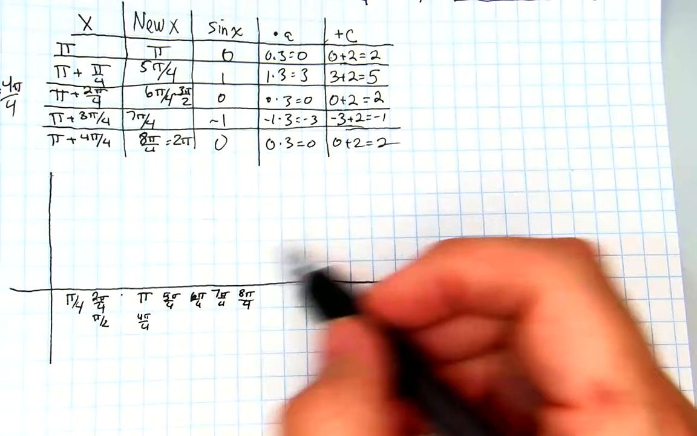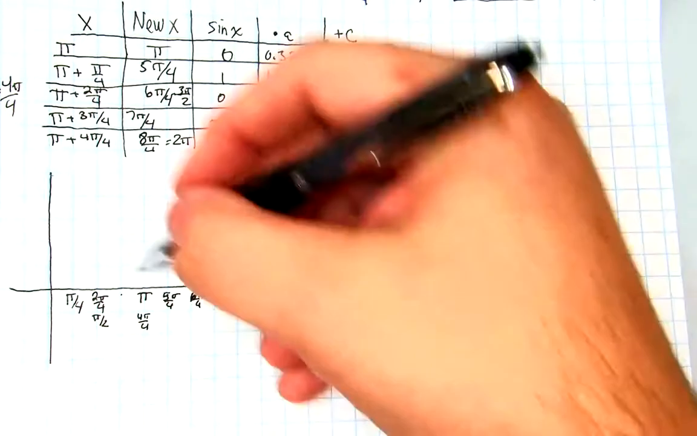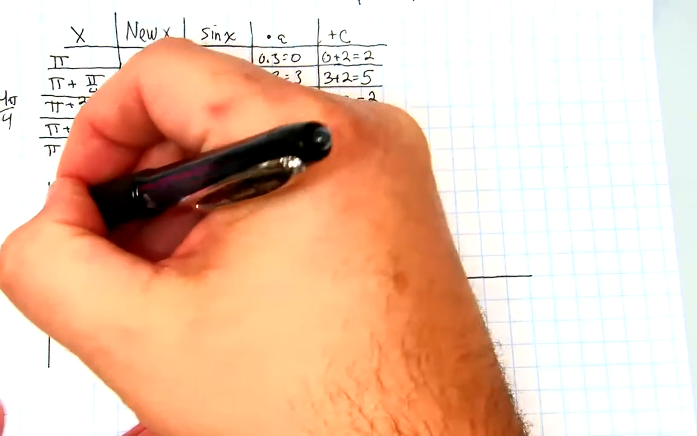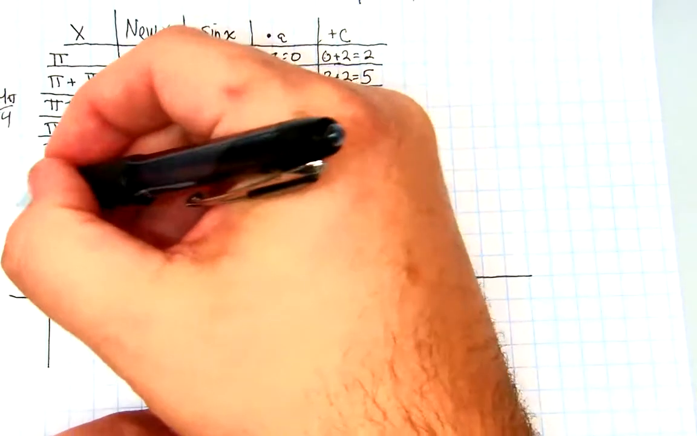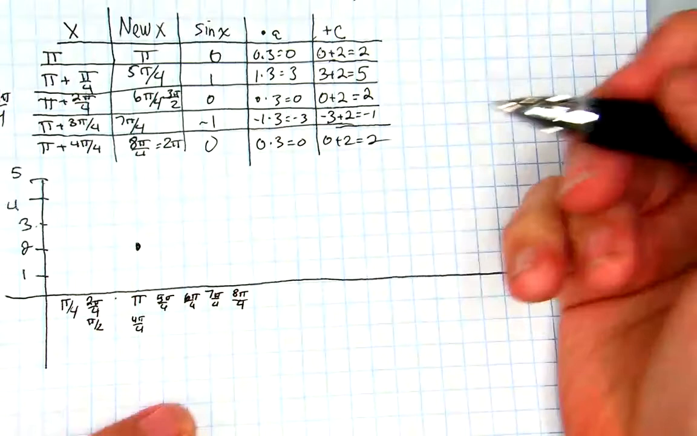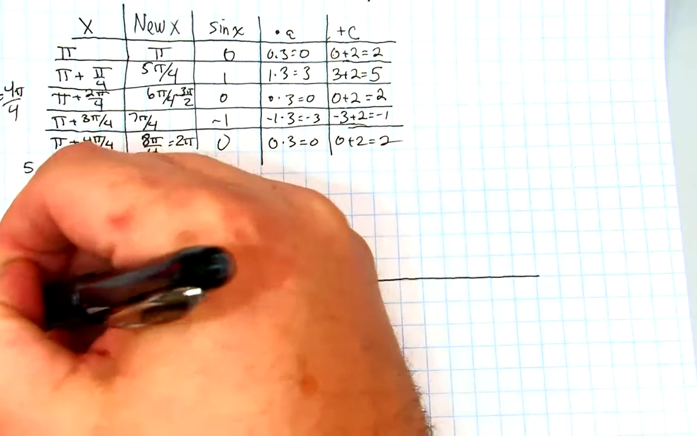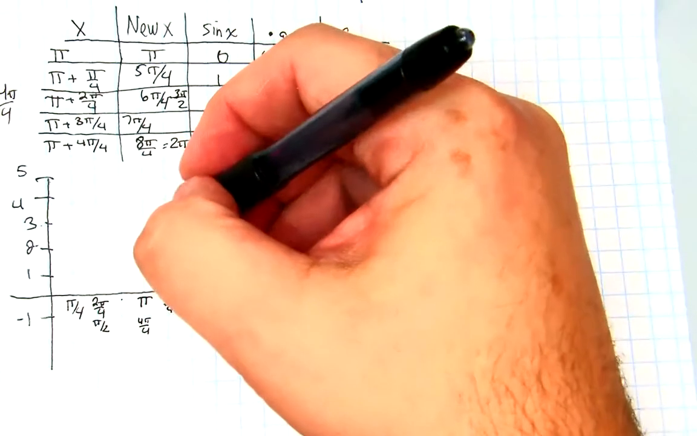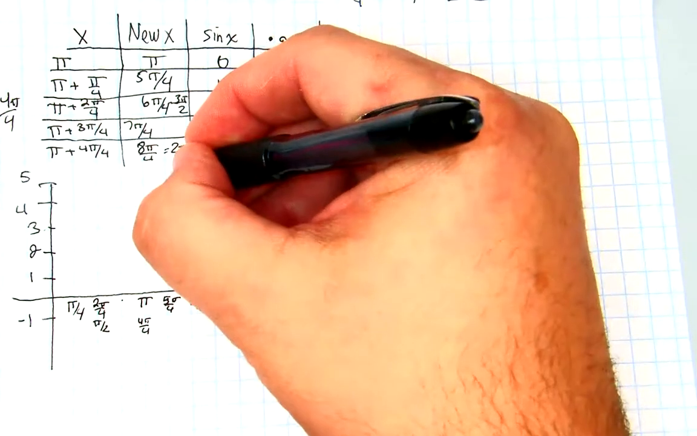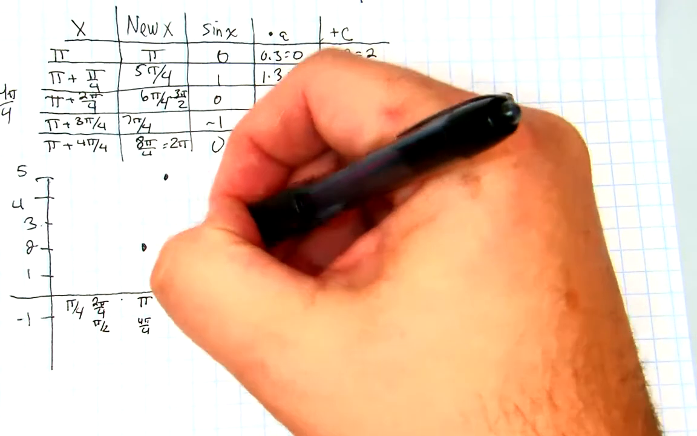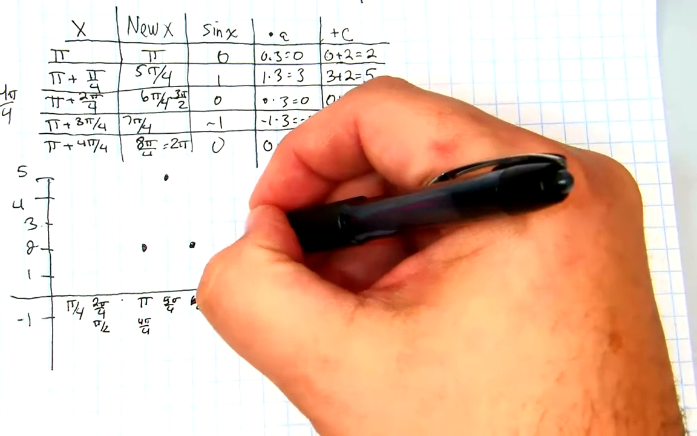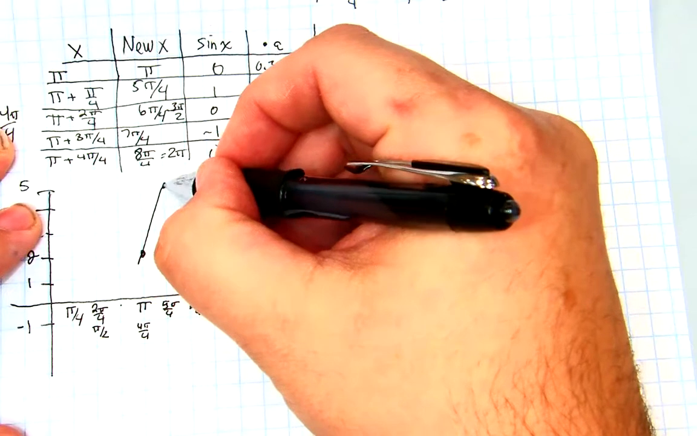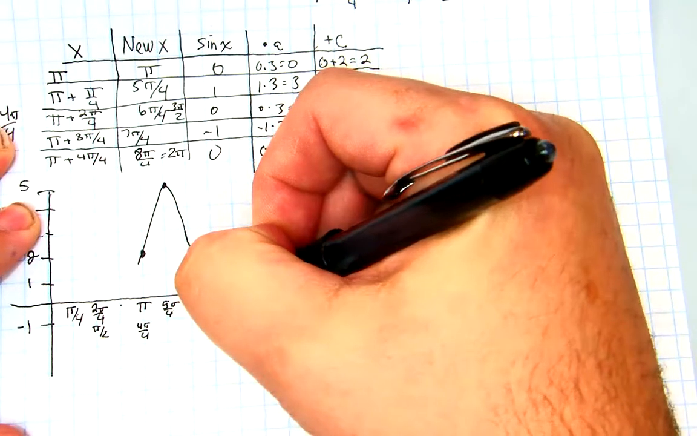Now, I look at this and I say, all right, at pi I need a 2, so there's my 2. That's 1, that's 2, that's 3, that's 4, and that's 5. Sorry about the sloppiness. We all know the reason for that. So it goes 2, then up to 5, then back down to 2, then down to negative 1, and back up to 2. So if I draw one period of this, we just draw our sine graph as best as we can.